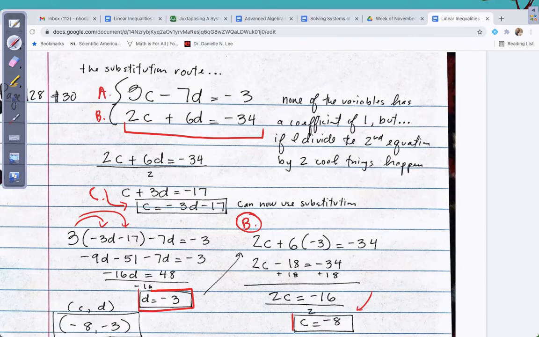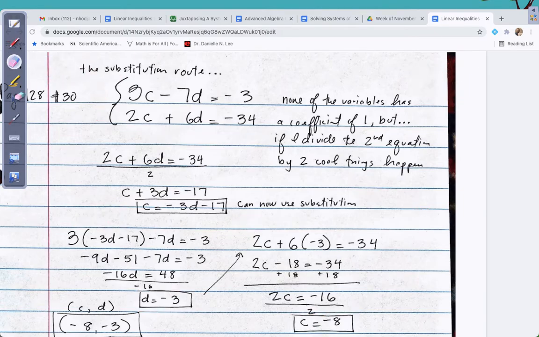Notice that when I report my answer, I do so in alphabetical order, just as I would with some X, Y pairing. Here the letter C precedes the letter D, so I report the answer as negative 8, comma negative 3. This is a consistent system because it has a solution, and it's independent. Consistent means it has a solution of some sort, independent means it has one discrete solution. So I was able to manipulate one equation, isolate one variable, and plug that variable into the other equation. That's really the crux of what substitution looks like.